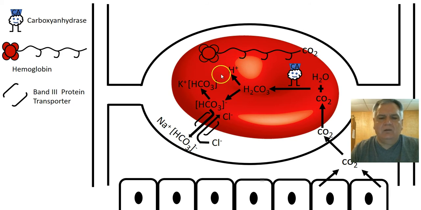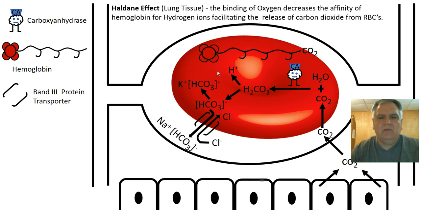Okay, so now let's focus here for a minute. These hydrogen ions are coming off the side chains of the hemoglobin molecule. How does that affect the hemoglobin molecule? Well, once again, that is going to cause the hemoglobin molecule to shift back to its original shape. And when it shifts back to its original shape, this is going to result in something called the Haldane effect. The Haldane effect says that the binding of oxygen decreases the affinity of hemoglobin for hydrogen ions, thus facilitating the release of carbon dioxide from the red blood cells.